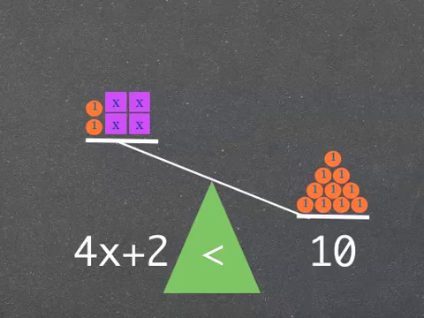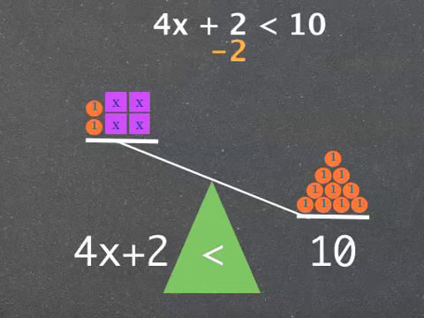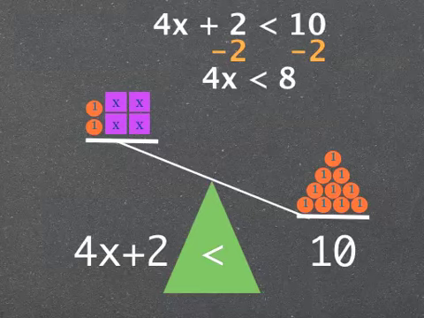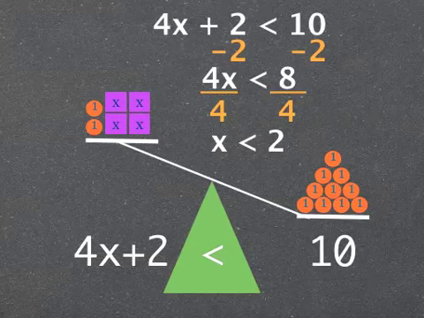Now I've set up an inequality, and now I'm going to need to solve for x. So I'm going to start with 4x plus 2 is less than 10. I need to subtract 2 from both sides. When I subtract 2 from both sides, I'm left with 4x is less than 8. To get rid of the 4 that I'm multiplying by your variable x, you need to divide by 4 on both sides. When you divide by 4 on both sides, you get x is less than 2. So the solution to this inequality would be any number that is less than 2.